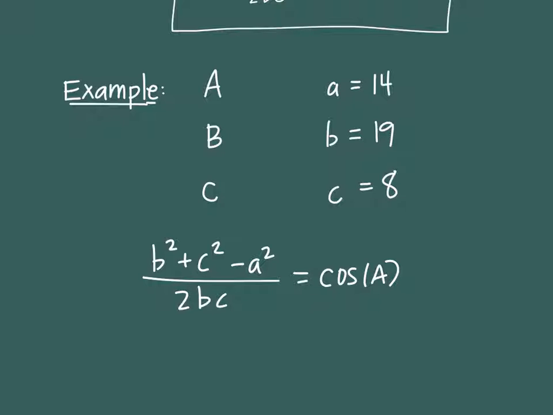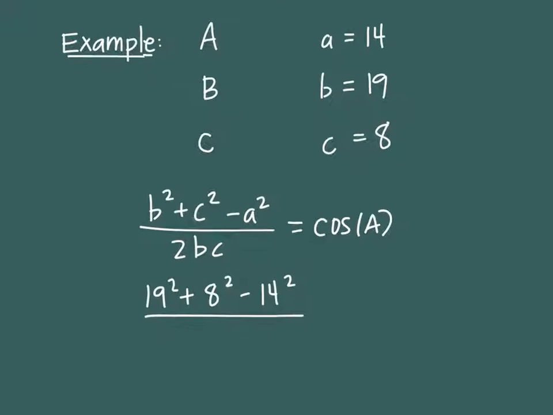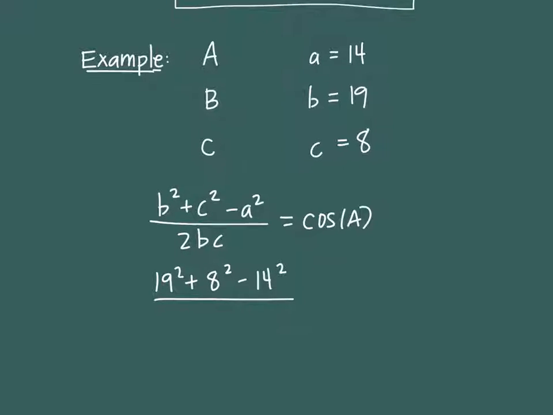Okay, so we can plug in 19 squared plus 8 squared, minus 14 squared, all over 2BC. So that's 2 times 19 times 8. And that equals cosine A.